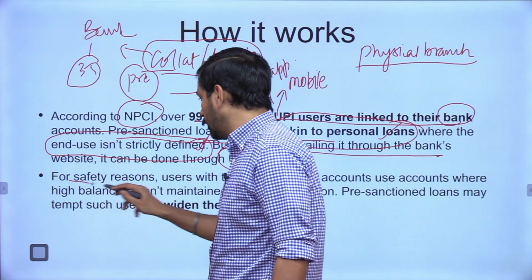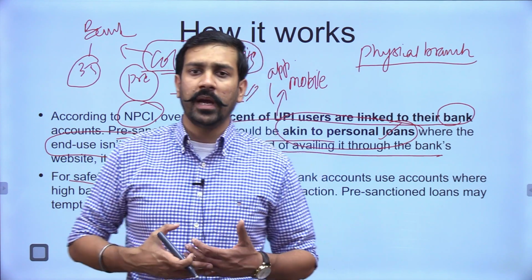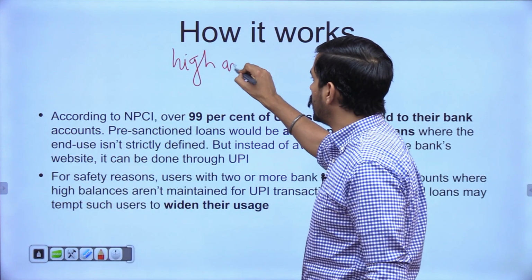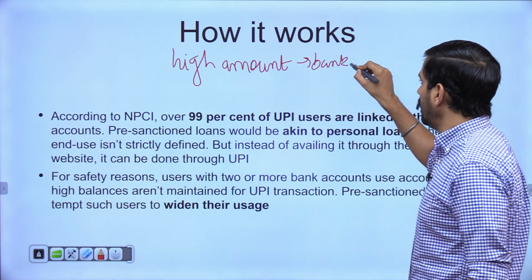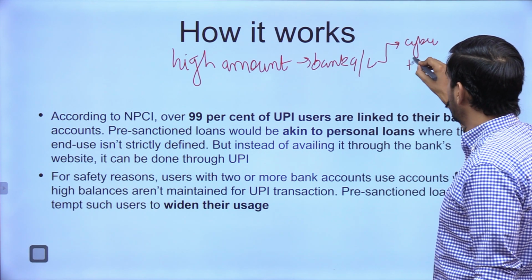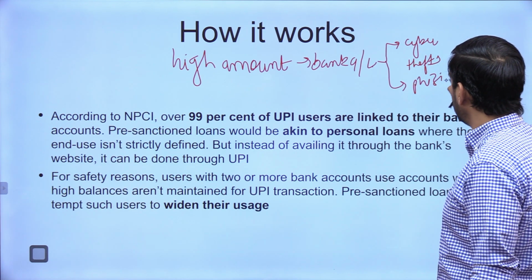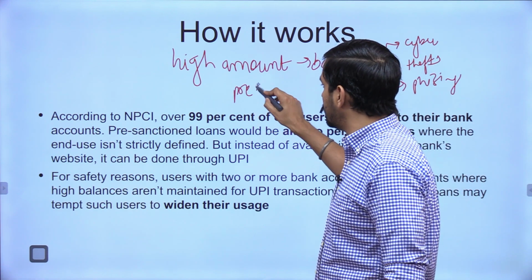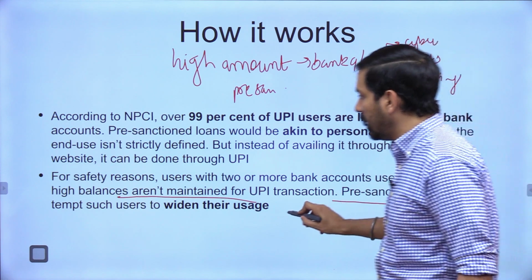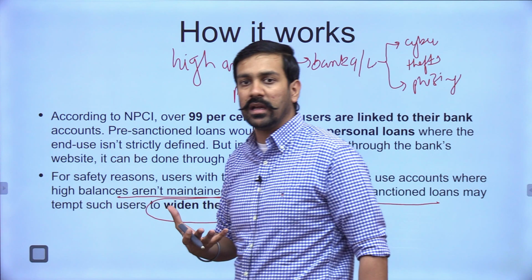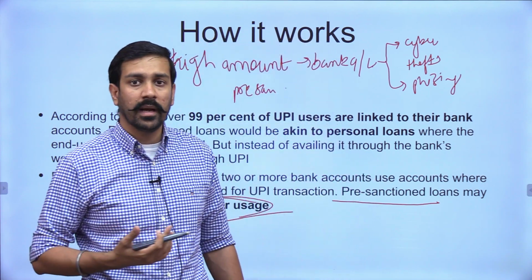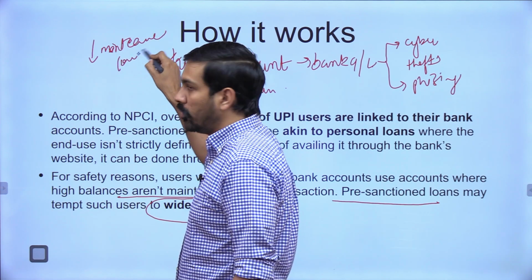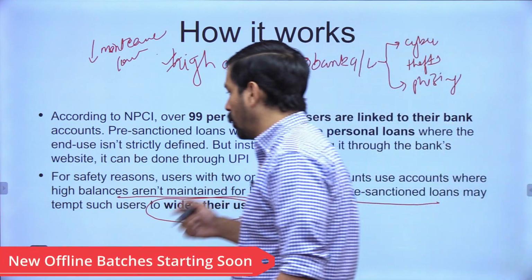And the government argues that for safety reasons, people use UPI, people use digital payments, but they do not keep very high amounts in their bank accounts, because they are fearful of cyber thefts and phishing. Due to these reasons, they keep a minimal amount in their banks that is usable for their day-to-day activities. When these pre-sanctioned loans are granted, it may tempt the users to widen their usage of UPI, and they will also keep higher amounts in their bank. And when high amounts are kept in the bank, it will make the maintenance cost low for the banks. So that is what will be happening. That is how it will be working.